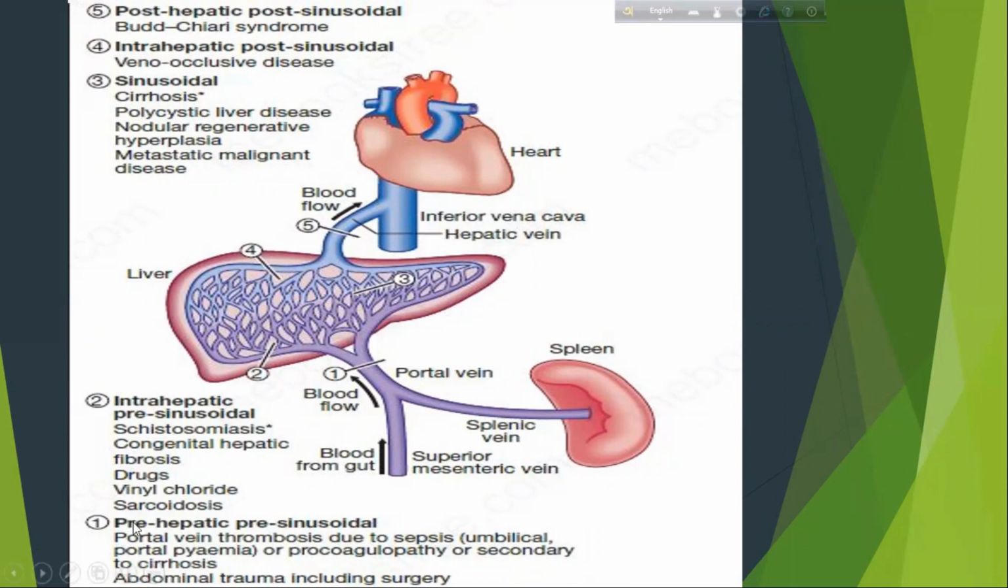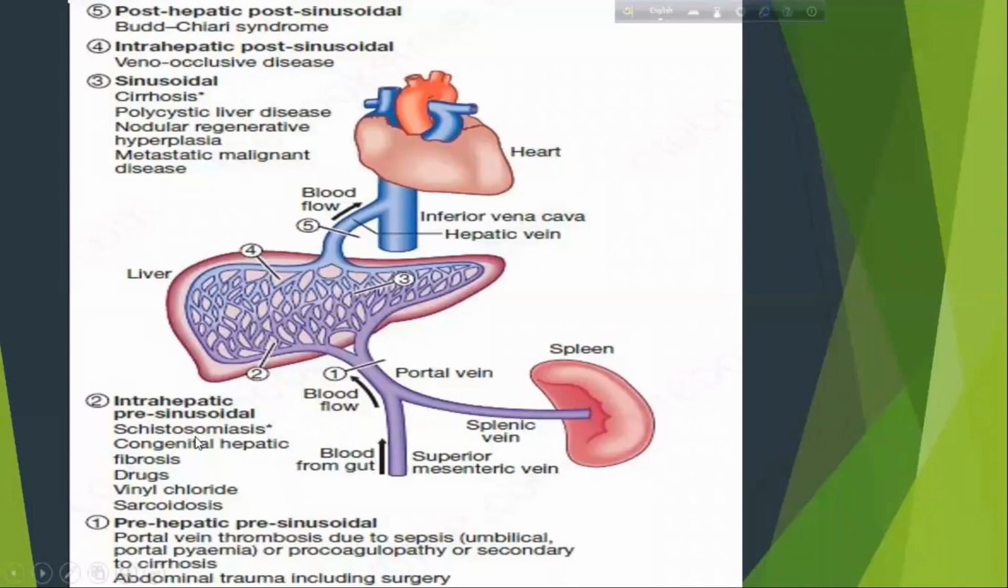Number one, prehepatic and pre-sinusoidal cause. This is the area, pre-hepatic and pre-sinusoidal. Portal vein thrombosis due to sepsis, umbilical portal pyemia or procoagulopathy, or secondary to cirrhosis. Abdominal trauma including surgery. Number two, intrahepatic pre-sinusoidal, and this is the region.